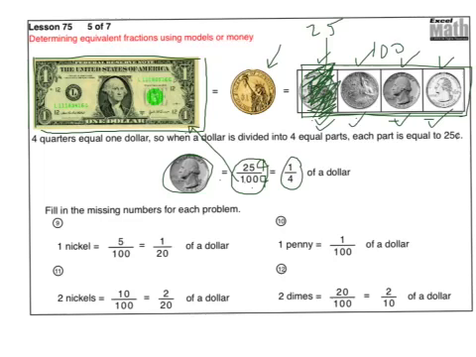Fill in the missing numbers for each problem. Okay, now these first ones are done for you. You're going to want to pay real close attention so you can get the sample problems because the next problems are going to get pretty tricky. Okay, so first of all, we have 1 nickel. How can we represent a nickel as a fraction?